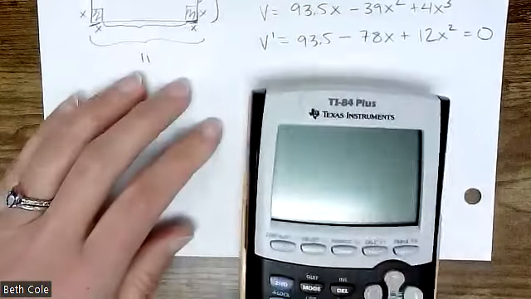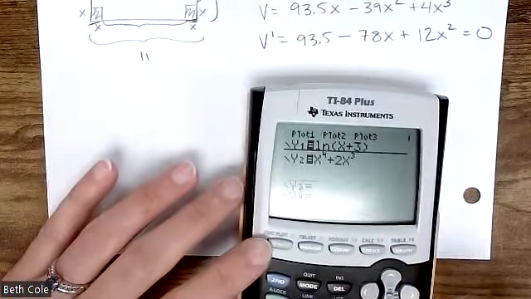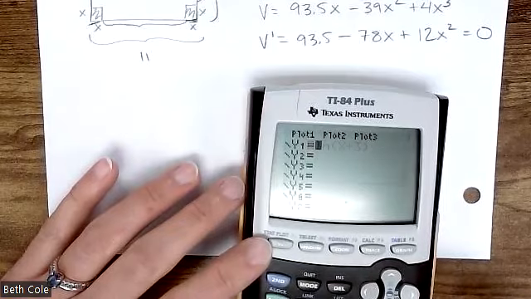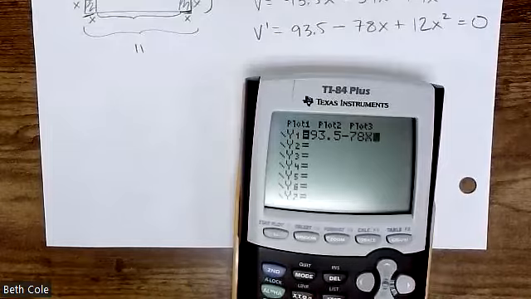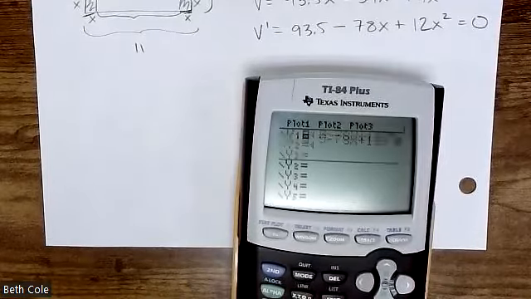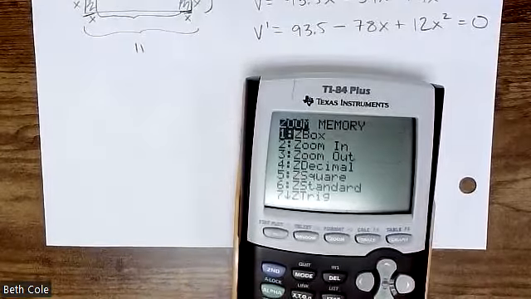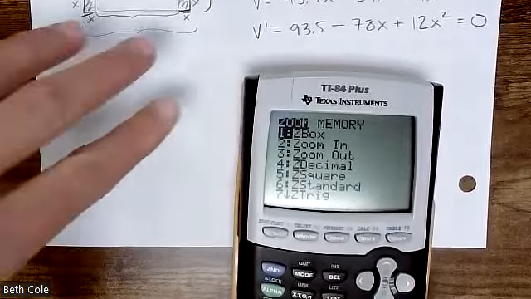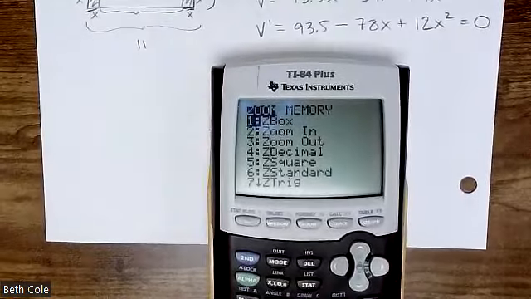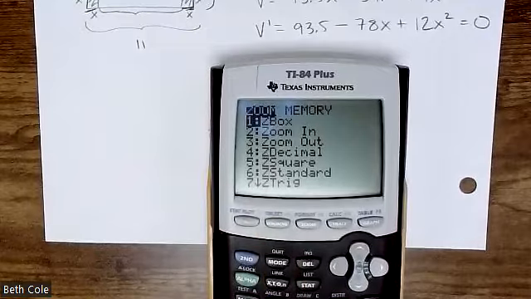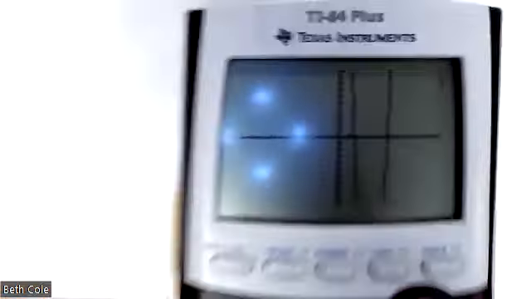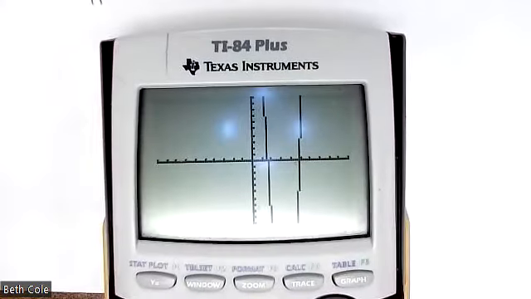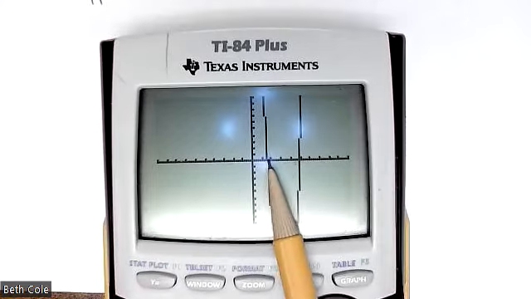Can you all watch? We're going to go to y equals, clear out the stuff that's in there. And I'm going to type in that equation. 93.5 minus 78x plus 12x squared. I'm gonna do zoom. Do you remember what standard is? What number is standard? Zoom 6. We'll put it to standard. Zoom back in. And we're looking for critical points. How many critical points do you see? Good, perfect. There's one right there and one right there.